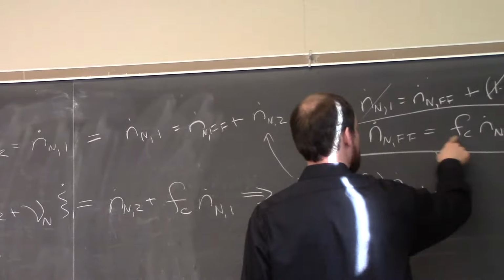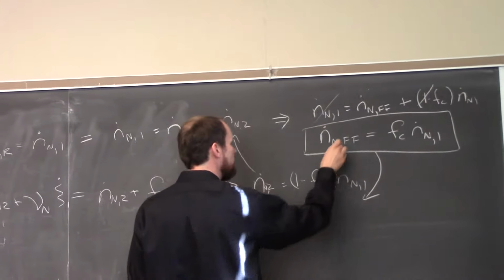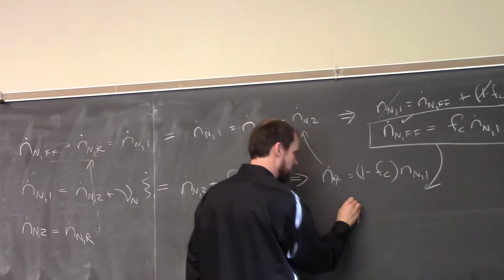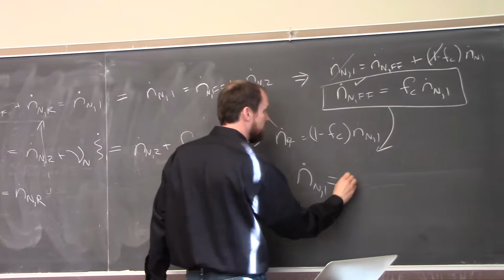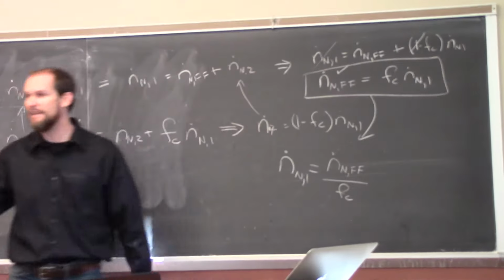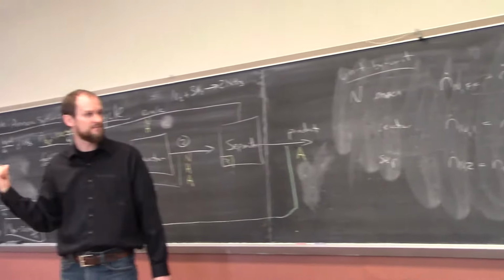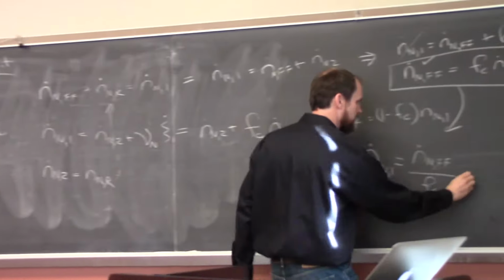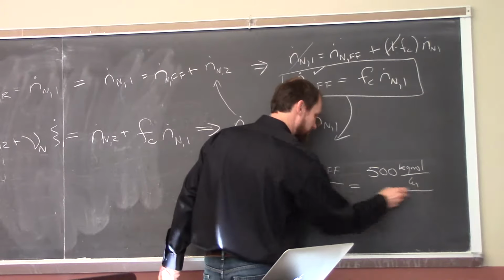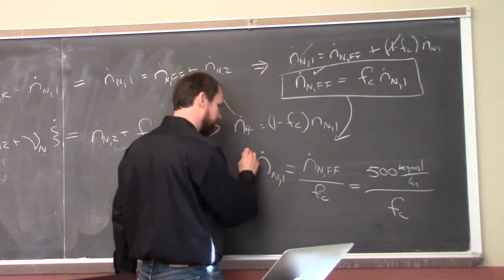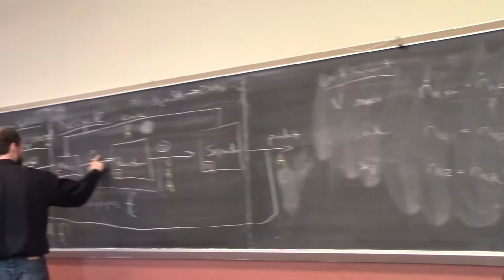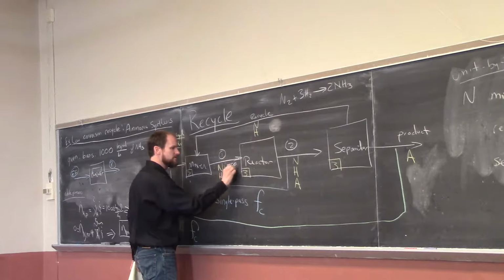So we have this equation, N dot fresh feed is FC times N dot N1. We solve for N dot N1. N dot N1 equals N dot fresh feed divided by FC. So N dot of fresh feed doesn't care about the fractional conversion, it's constant. Blow your mind. So that's 500 kilogram moles per hour divided by FC. The flow rate here is 500 over FC.